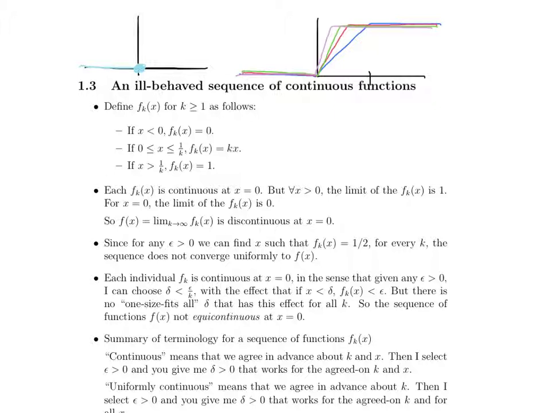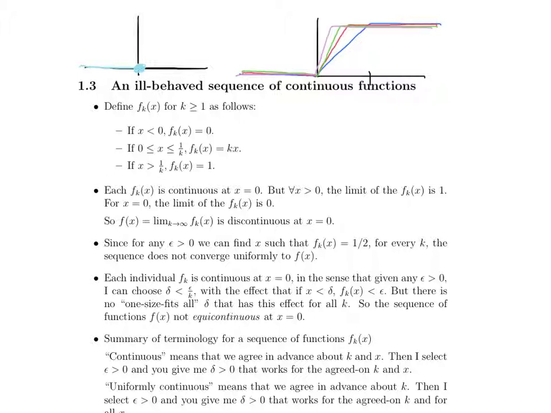But for everything that's greater than 1 over k, f sub k is equal to 1. So we have to pay attention to what the limit behavior is for the function values at every single x that is greater than 0, right? Because this interval gets smaller and smaller and smaller, and eventually in the limit, 0 is equal to the limit as k goes to infinity of 1 over k. So this little segment, the diagonal line portion of each of these continuous functions, disappears in the limit.